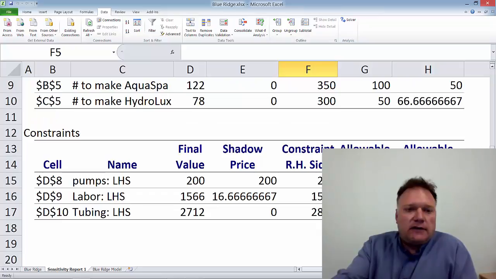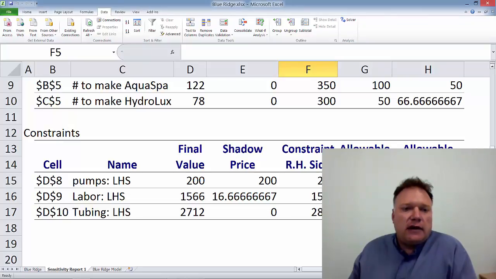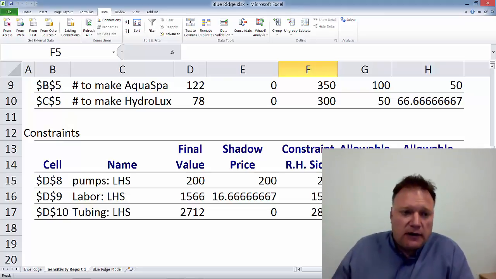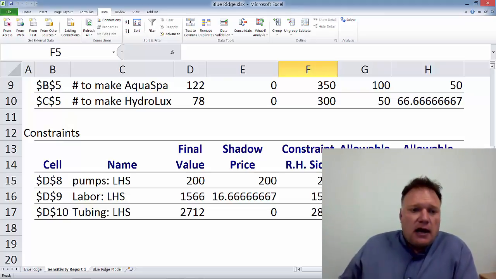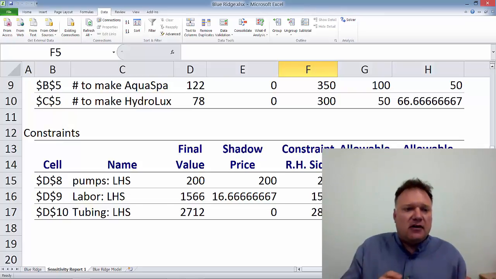Okay, constraints. This is where I left off. Under cell, I have D8, D9, D10. That's where the left-hand side of my constraints are located, the formulas. I supplied that to Solver. That's why Solver knows where they are. And as far as pumps, labor, and tubing with LHS, those are just labels. Solver pulled the labels that were near D8, D9, D10, and used them.